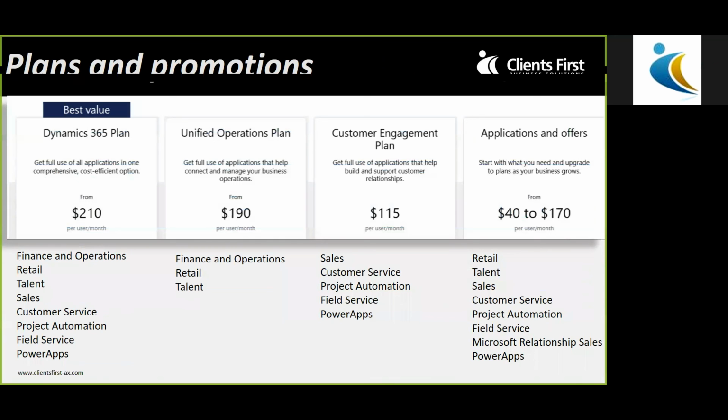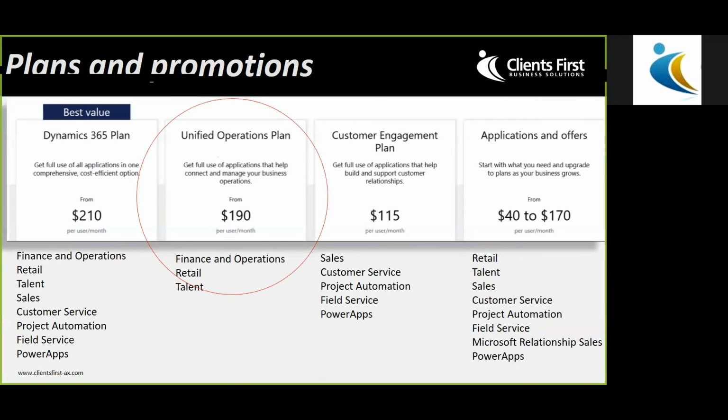So here are some of the plans and promotions, and it talks a little bit about the different kinds of options that are presented. The Unified Operations Plan: if you're going to upgrade path this to SaaS from AX on-premise, this may be the best option for you. And between now and the year 2019, you get 40% off.